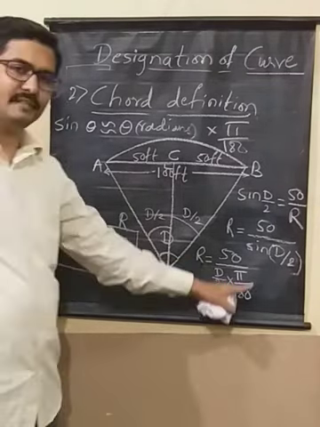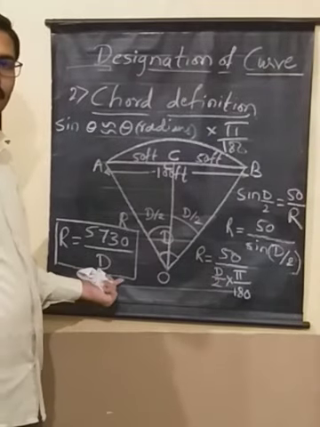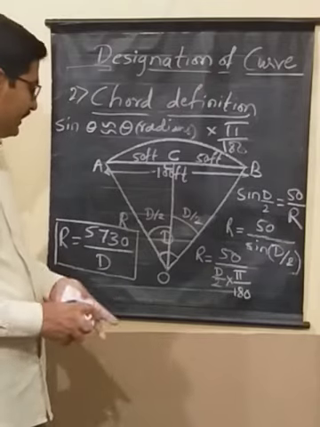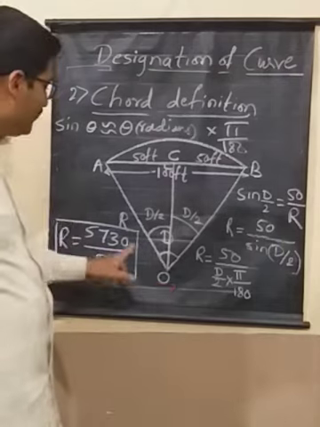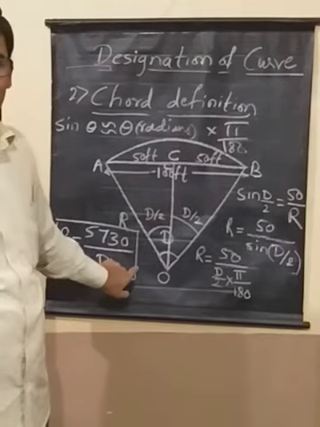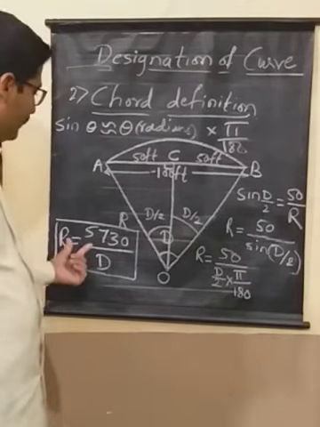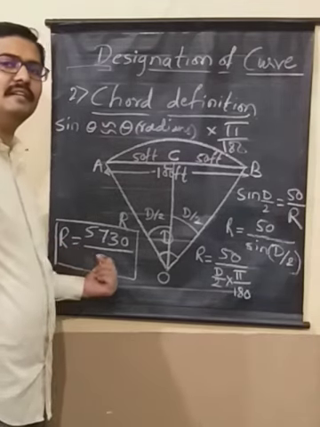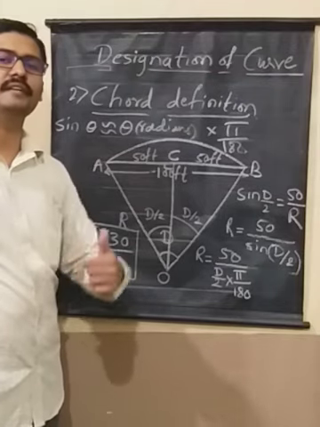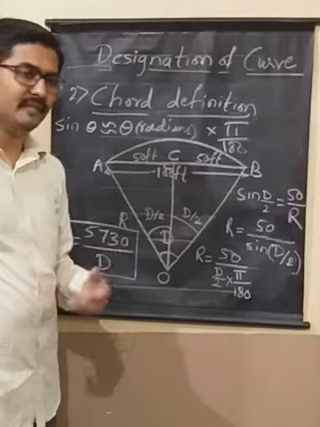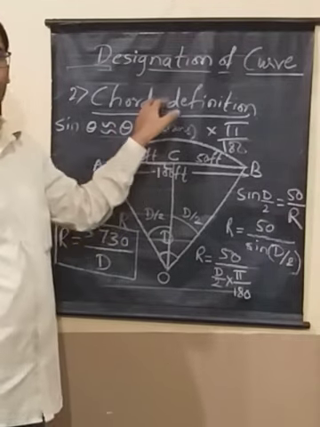So if you calculate this, you will get the whole thing again the same as the earlier arc definition. What I mean to say here is, whether it is arc definition or chord definition, you are going to end up having the same relation between radius and the degree of the curve, right? So whether it is chord definition or arc definition, I am going to get the same value. So this is about the chord definition of degree of curve.